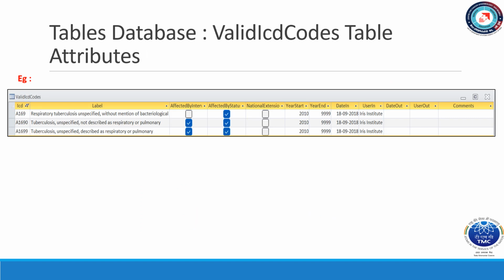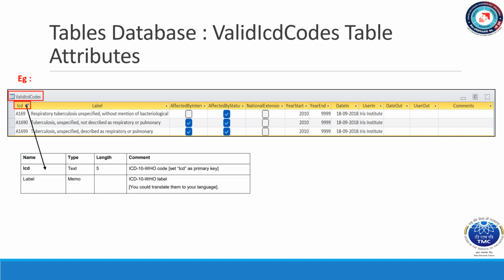In the valid ICD codes table attributes, mainly the ICD field is set as the primary key, specifying the unique ICD-10 WHO codes, and the next field is the label, its official ICD-10 WHO code label, which can be translated into the local language by the user.